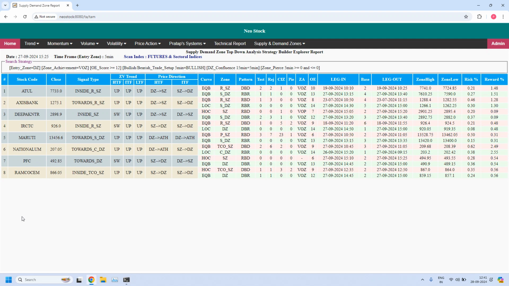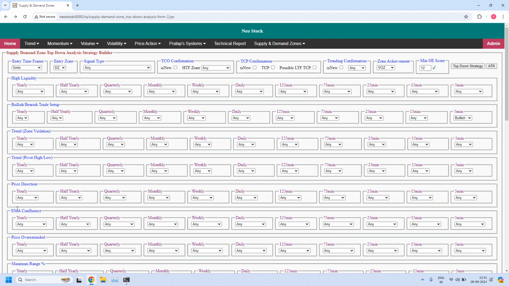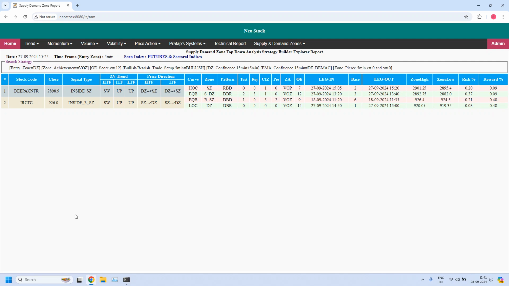Because the 5 minutes zone is part of the 15-minute zone and the 15 minutes zone trend is uptrend, if any of these 15-minute zones are having a daily EMA confluence, it's an even higher probability setup. Let's verify. In the EMA confluence at 15 minutes time frame, I am checking 15 minutes demand zone with daily EMA confluence. 2 stocks are filtered.